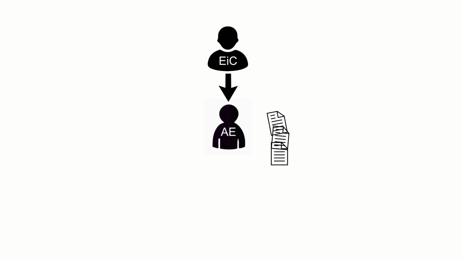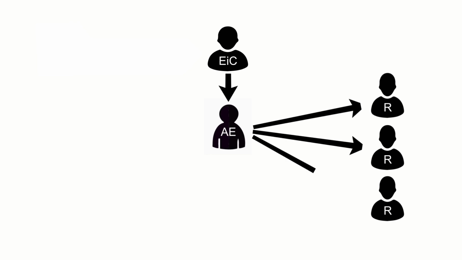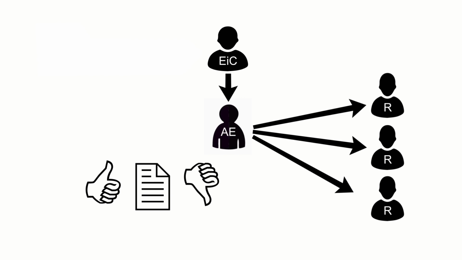The editor-in-chief assigns submitted papers to an associate editor for handling. You're responsible for reading the submissions assigned to you and recruiting reviewers. As you receive the reviews, you evaluate them and make a recommendation on whether to accept or reject the paper.